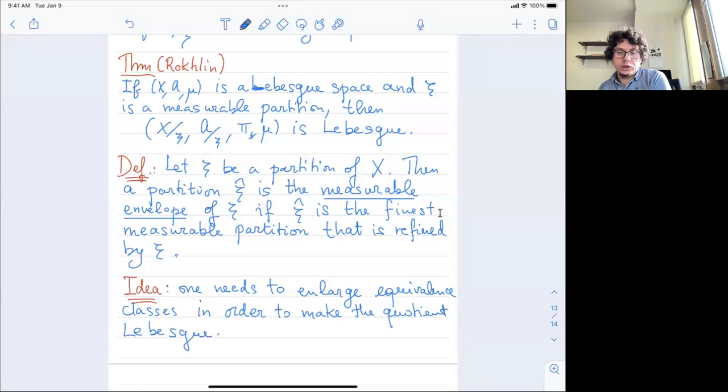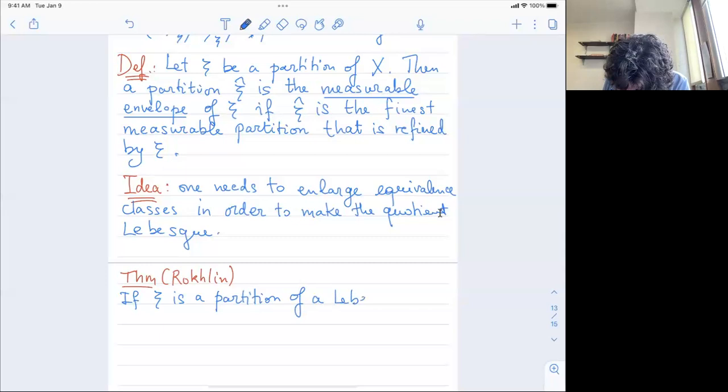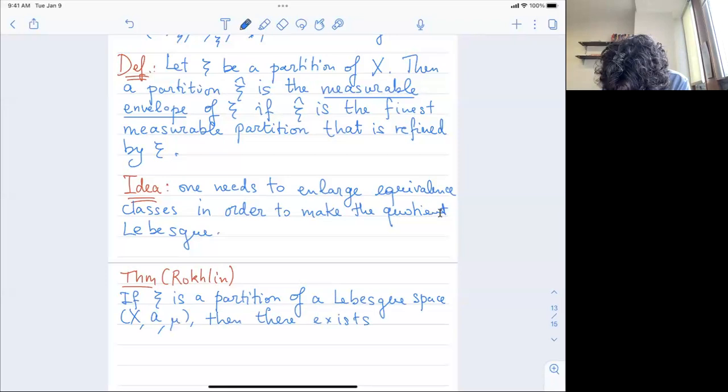Okay. And in fact, the even somewhat hard theorem of Rokhlin is the existence of such a thing. So if Xi is a partition of a Lebesgue space, then there exists a measurable envelope.